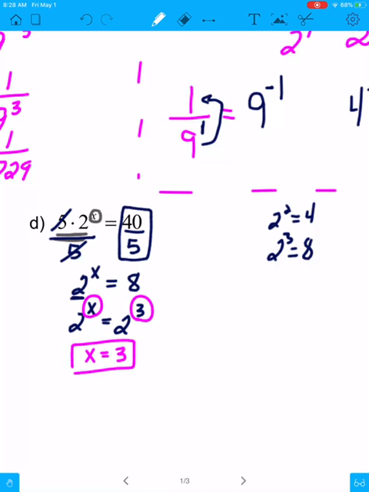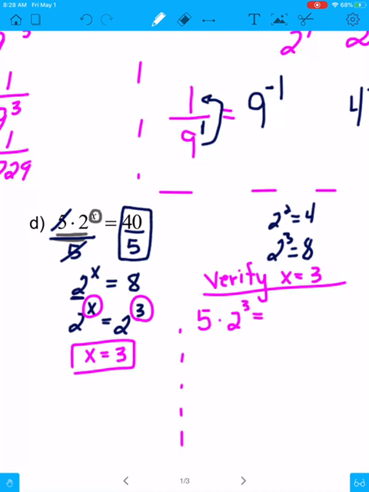And then I'm done. Wait, no, I am not. Remember, I want to walk away from these questions knowing that I got it 100% correct. So I'm going to verify x equals 3. So I'm going to go 5 times 2 to the power of 3 equals 40. Remember, when you verify, you put it back into the typed equation, which was the very first equation before I did the divided by 5. Then I go 5, and I have to do exponents first. So 2 to the 3 is 8. 5 times 8 equals 40.